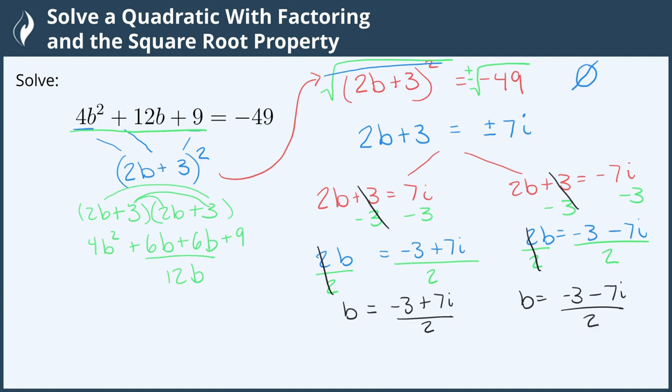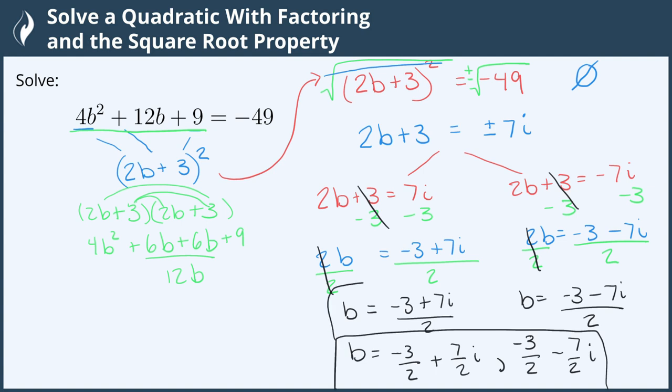These are both of the answers, and we could stop here, or we could separate those fractions so that the terms in the numerator are broken up with the same denominator. So we could also write this as negative 3 over 2 plus 7 over 2 i, and let's do a comma here, negative 3 over 2 minus 7 over 2 i. Either of these are acceptable for our answer, and now we're all done.